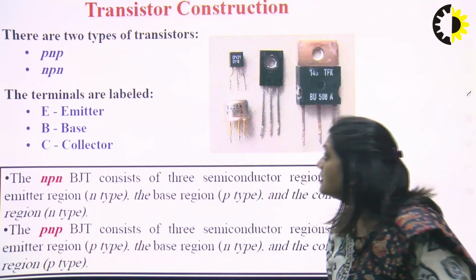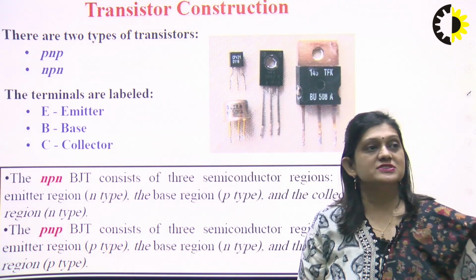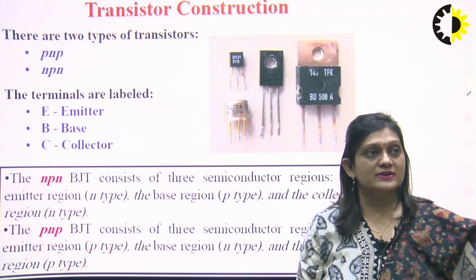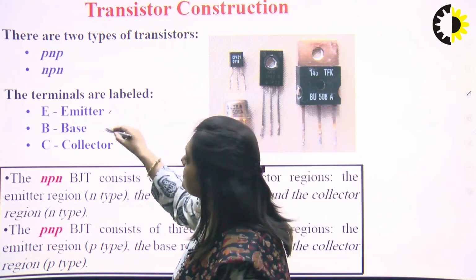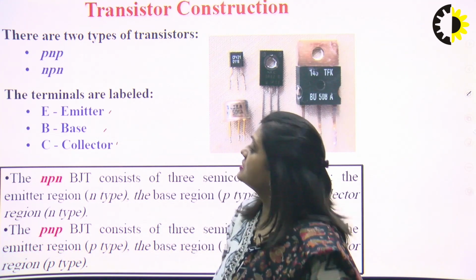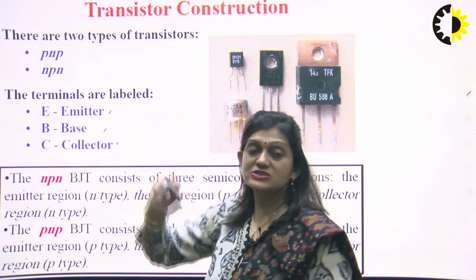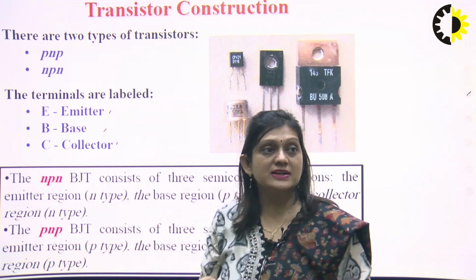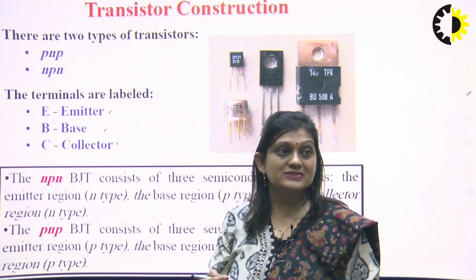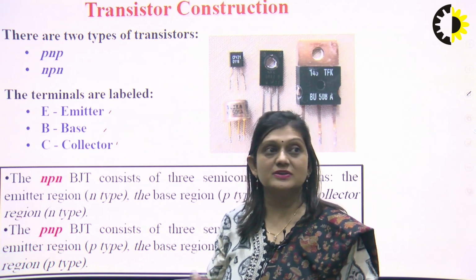So, basically transistor. Transistor is a three-terminal device. It consists of emitter, base and collector. Emitter is a terminal which provides the charge carriers, and collector is a terminal that collects the charge carriers that are coming from the emitter. Base controls the flow in between the emitter and the collector.